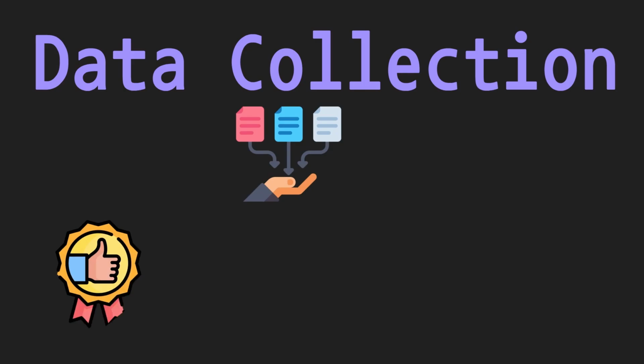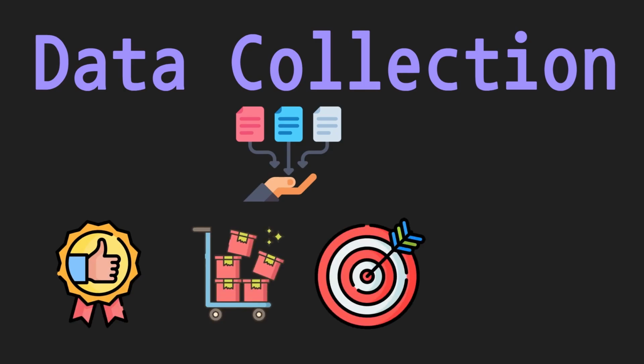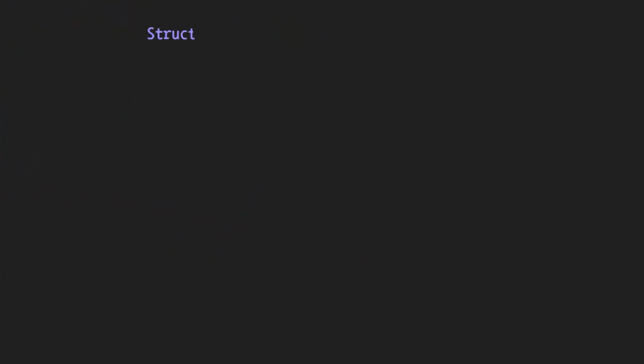Data collection is the first and arguably the most important step in the data science process. The quality and quantity of data that is collected can have a significant impact on the accuracy and usefulness of insights that are generated. There are two main types of data that can be collected in data science.